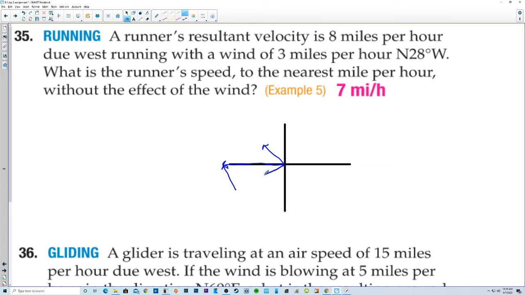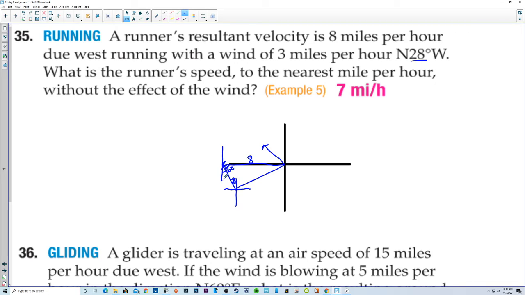So the runner is running in this direction, but the wind is pushing so that the runner ends up running straight west. Let's get some measurements here. This is 8, and this degree right there, that's the 28 degrees. So if this is 28 degrees, then this would be 28 degrees, and then inside the triangle would be 62 degrees, because that would have to end up being 90.